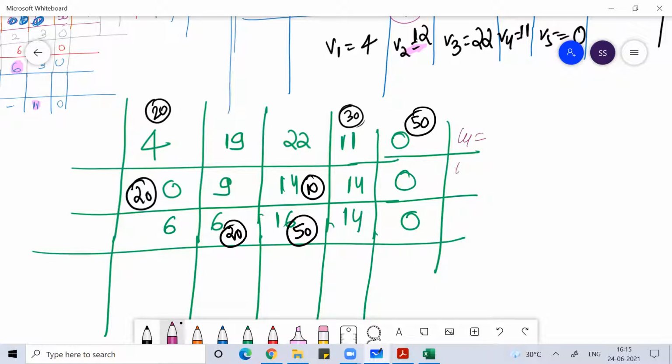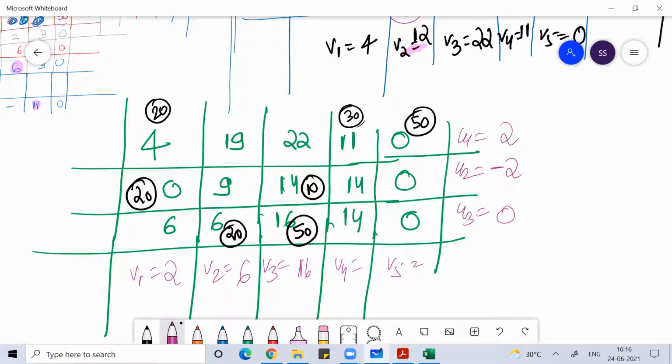I'll write U1, U2, U3, then V1, V2, V3, V4, V5. Out of U1, U2, U3, V1, V2, V3, V4, V5, put one variable equal to 0. So this would be equal to 6, and then this would be equal to 16. Okay, then this would be equal to -2, and then this would be equal to 2, and then this would be equal to 2. This would be equal to 9. This would be equal to -2.